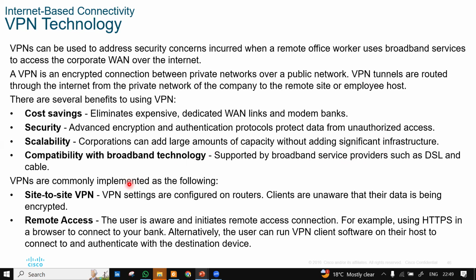Compatibility with broadband technology is supported by broadband service providers such as DSL and cable. Now, VPNs are commonly implemented in two ways: site-to-site VPN and remote access.